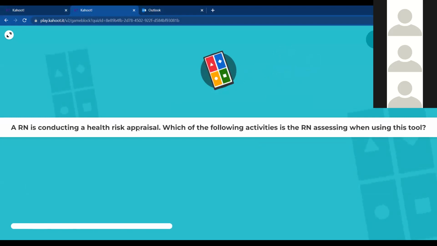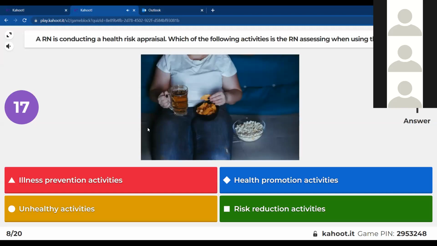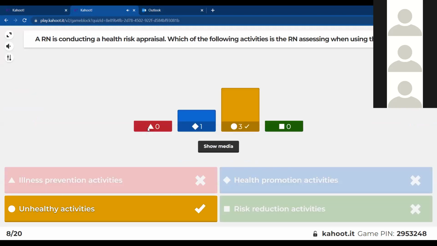Health risk appraisal. This kind of goes with the person who asked me the question about health disparities or something. All right, so health risk, what is our key there? The unhealthy, because it's a risk factor. It's a risk factor, having unhealthy habits.